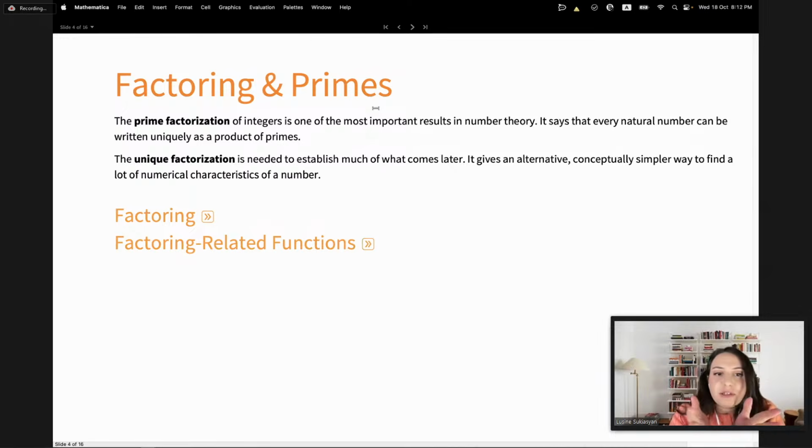The prime factorization of integers is one of the key notions in number theory. It says that every natural number can be written uniquely as a product of primes, and the unique factorization is needed to establish much of what comes later. It gives an alternative, conceptually simpler way to find a lot of numerical characteristics of a number. So let's again see, here functions are grouped into the functions about factoring and the factoring-related functions.